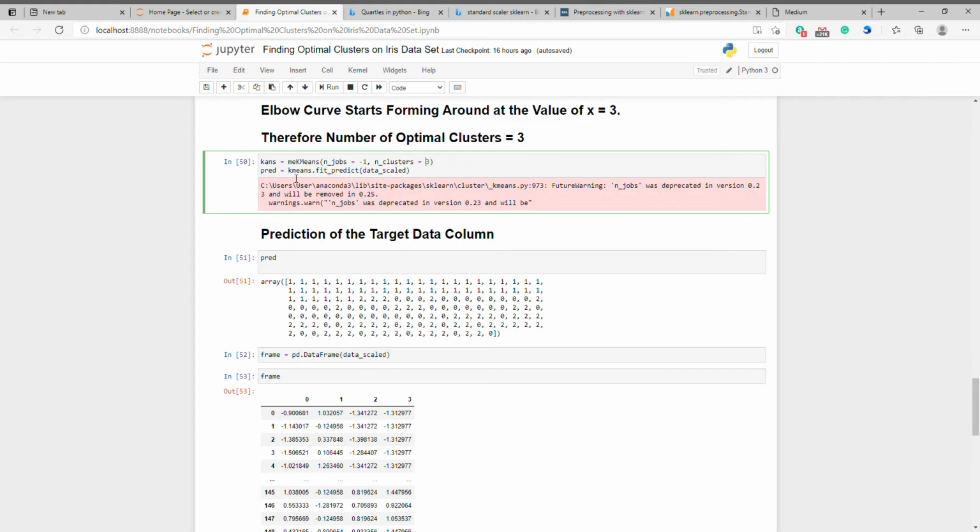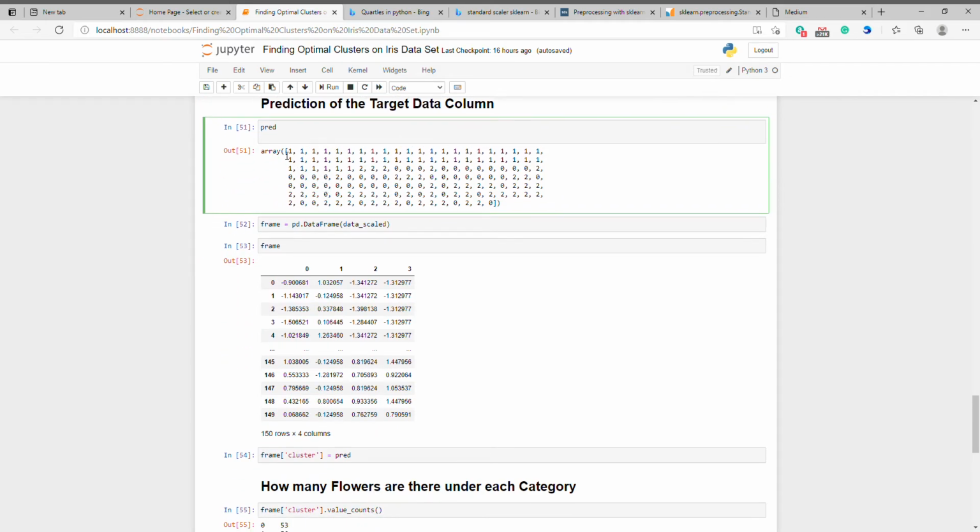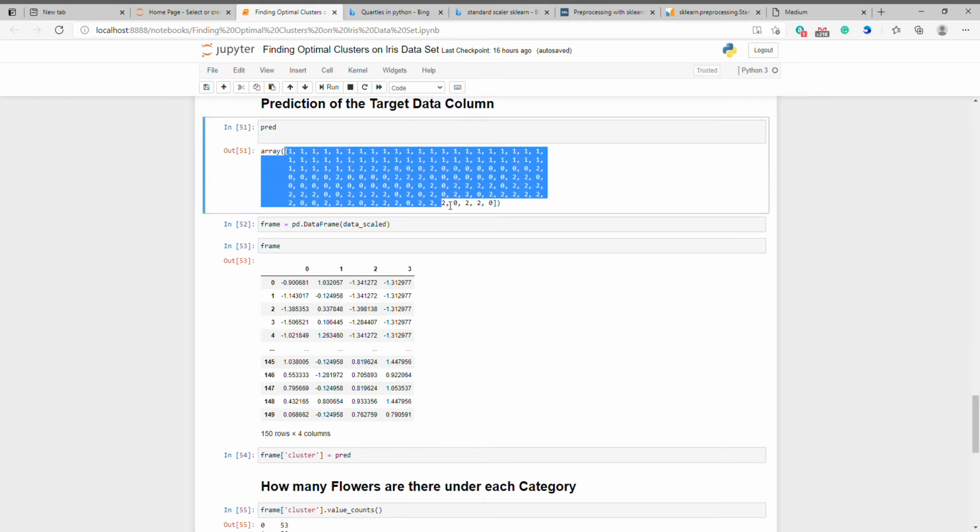And therefore I have to take my predictions. I have to find my predictions using the k-means model. So I have used the fit underscore predict function from k-means, and I have put the scale data in it as an argument. And here my prediction comes. Predicted target values are basically 0, 1, 2. 0 means the flowers which belong to the Iris setosa group, 1 means the flowers which belong to Iris versicolor, and 2 belongs to Iris virginica.